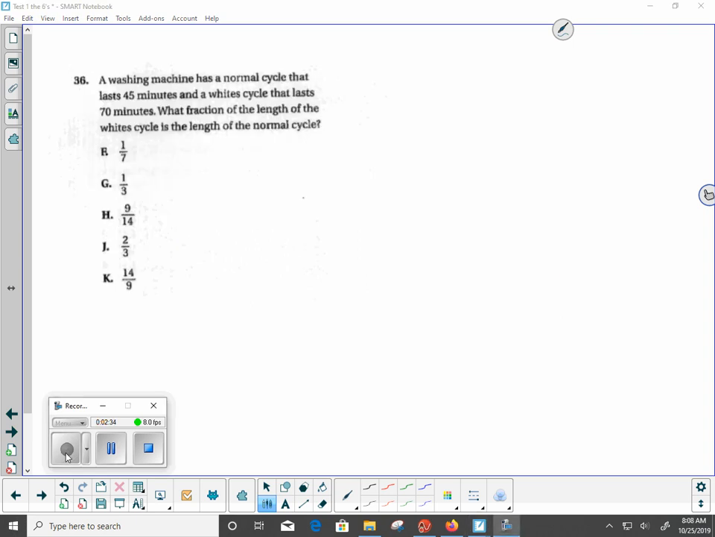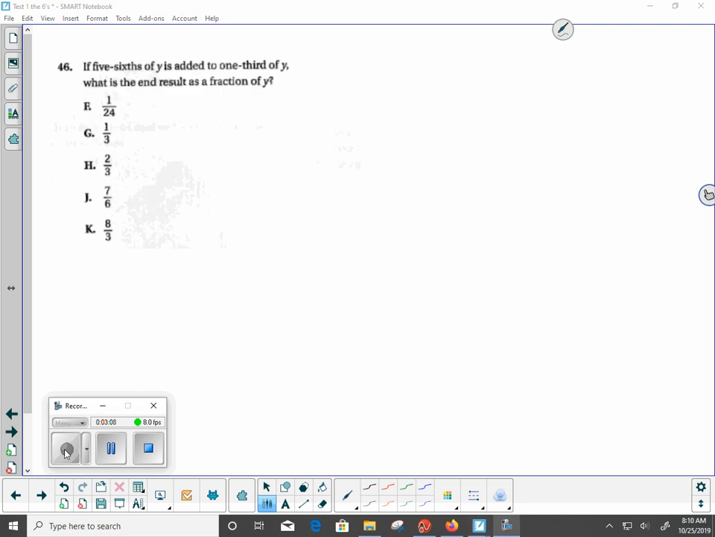Okay, the next one, you have a washing machine. The normal cycle lasts 45 minutes. The white cycle takes 70 minutes. What fraction of the length of the white cycle is the length of the normal cycle? You should do 45 divided by 70 in lowest terms. It's going to be 9/14. But as soon as it says what fraction of the length of the white cycle, as soon as I hear that "of," that means the 70 has to go in the denominator.